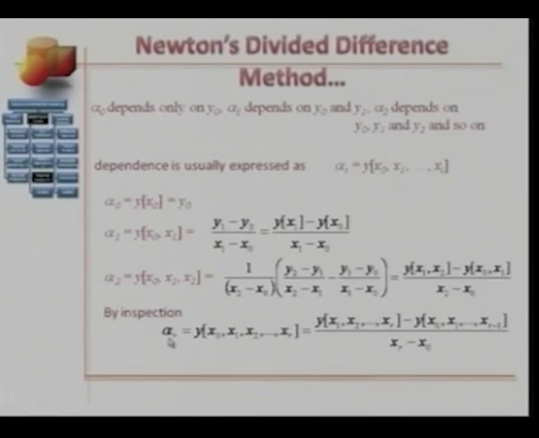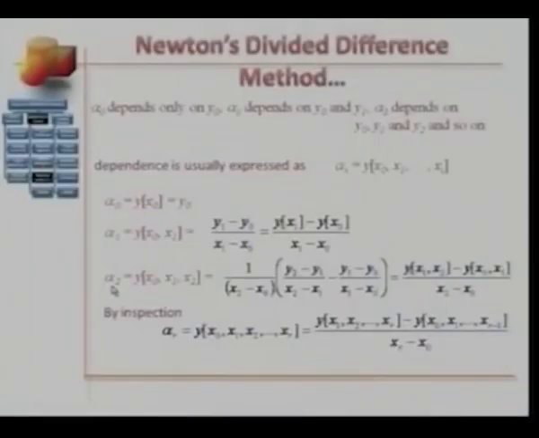In general, alpha r can be written as y[x0, x1, x2 up till xr], and this is equal to (y[x1, x2 up till xr] minus y[x0, x1 up till x(r-1)]) over (xr minus x0). Let's see if it is true. Put r equals 2 here.